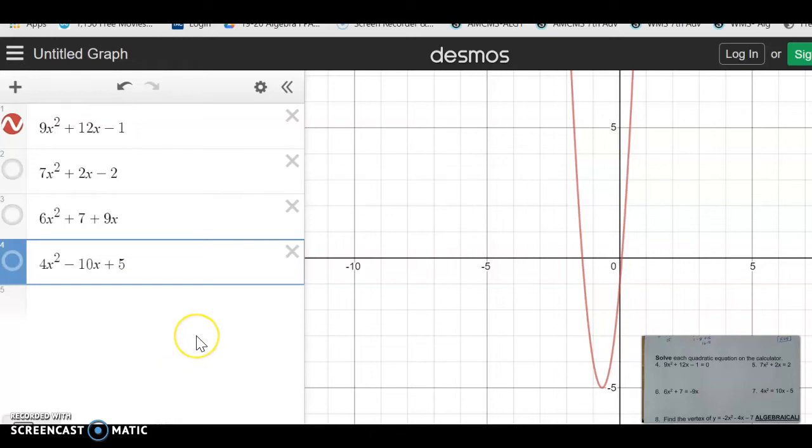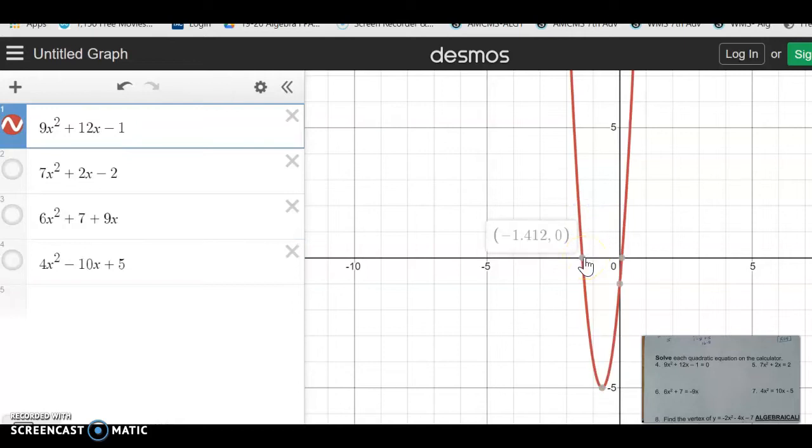The next part of graphing quadratic equations and finding solutions is we are going to use Desmos. You can do a Google search on how to find x-intercepts on your specific calculator, or we're going to use Desmos. So on this first one, I have 9x squared plus 12x minus 1 equals 0, set equal to 0. I type it in.